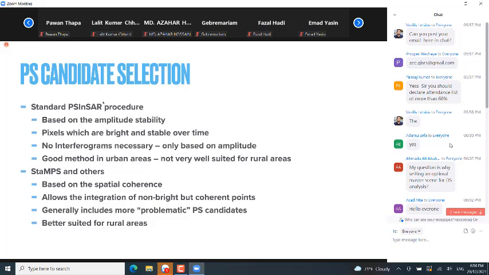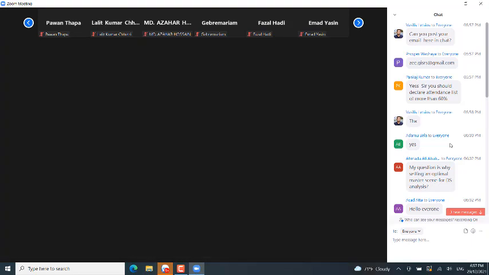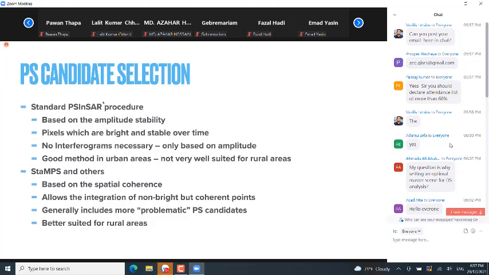Because if you have a very bright point, a very strong scattering, and if the amplitude of that scattering is stable, the phase is also going to be stable. There is a good relation between amplitude stability and phase stability. We are interested in phase stability, but we are looking at the amplitude stability because it's easier, and for strongly reflecting points, the amplitude stability is very closely related to the phase stability. So for these points, it's working very well. But it's not the only way. We could look at others.